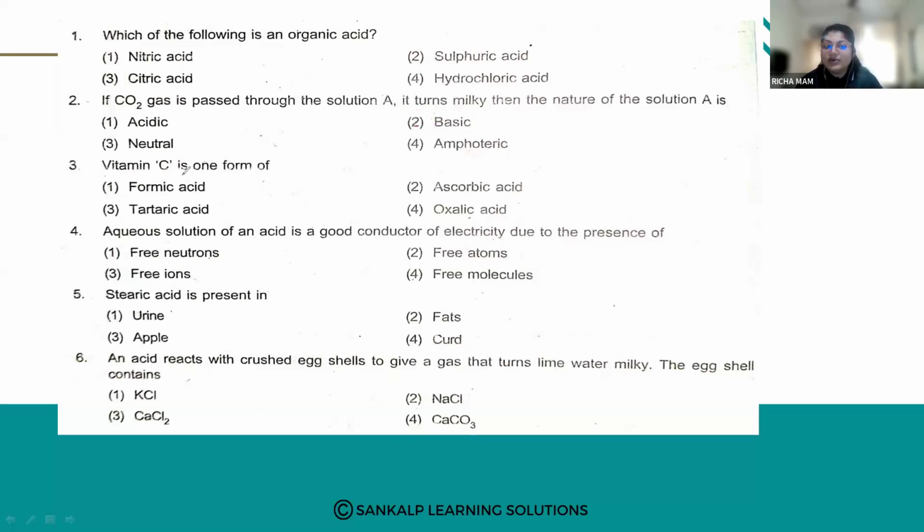Next one. Vitamin C is one form of: first one, formic acid; two, ascorbic acid; three, tartaric acid; and four, oxalic acid. So what is the form of vitamin C? Yes.